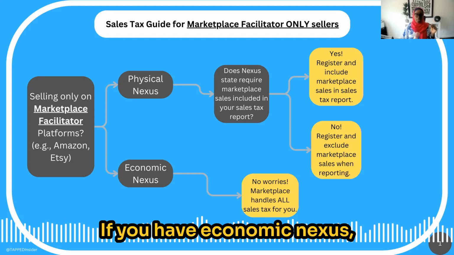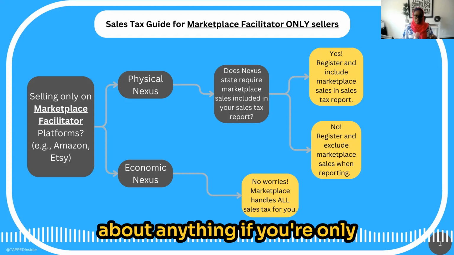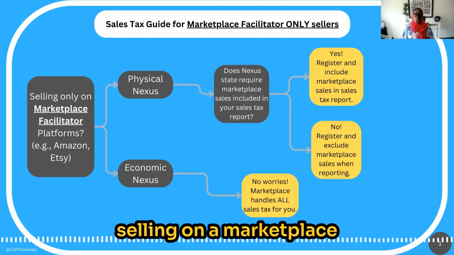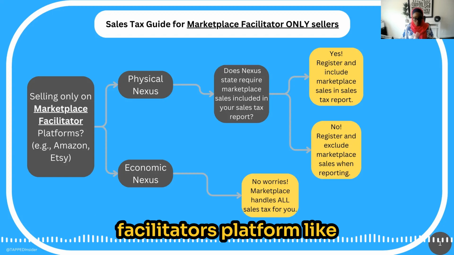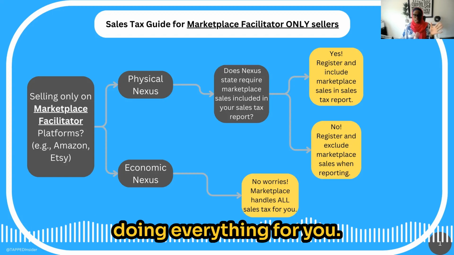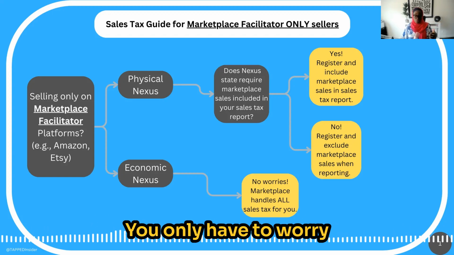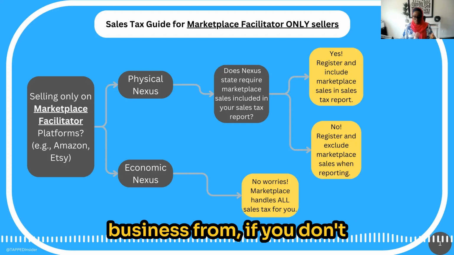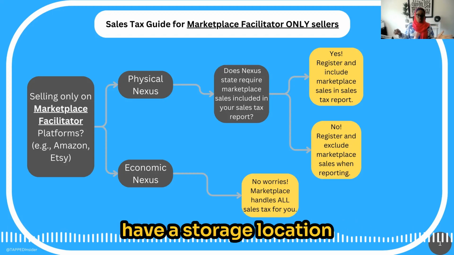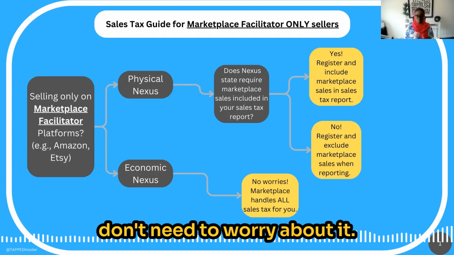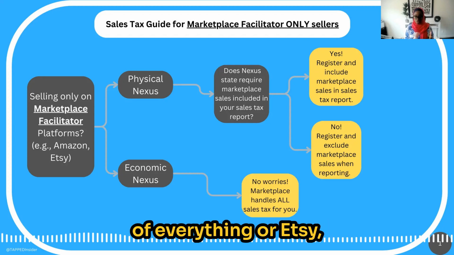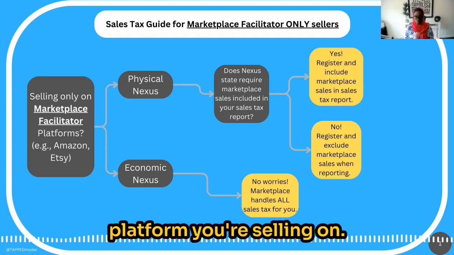If you have economic nexus, you don't have to worry about anything if you're only selling on a marketplace facilitator's platform like Amazon, because they're doing everything for you. You only have to worry about your home state where you're operating your business from. If you don't have a storage location anywhere else, then you don't need to worry about it. Amazon is taking care of everything, or Etsy, depending on what platform you're selling on.